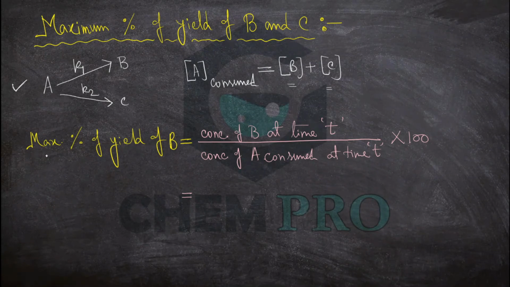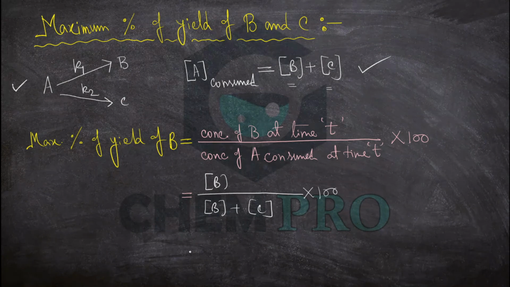So from this we can write the maximum percentage of yield of B, that is concentration of B at time T over concentration of A consumed at time T, into 100. So we can write concentration of B by concentration of B plus concentration of C, into 100, or in another form, K1 by K1 plus K2, into 100.